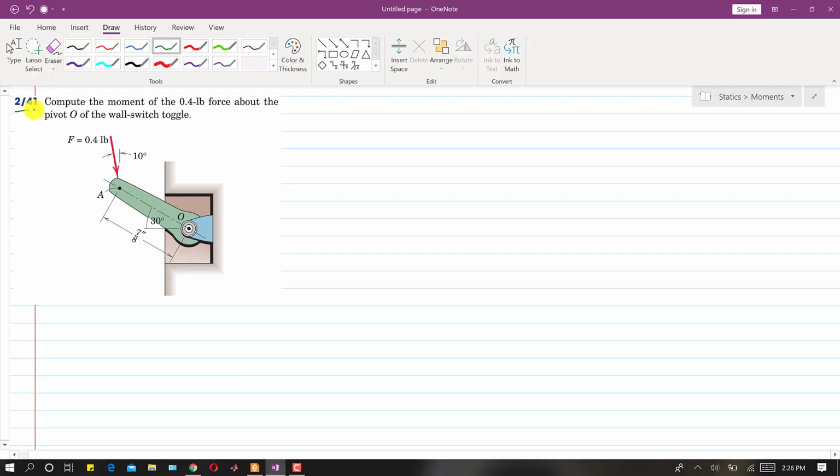We are going to solve problem 241, 7th edition. In this problem we need to find the moment of this 4-pound force about this point O. So let me draw the free body diagram.